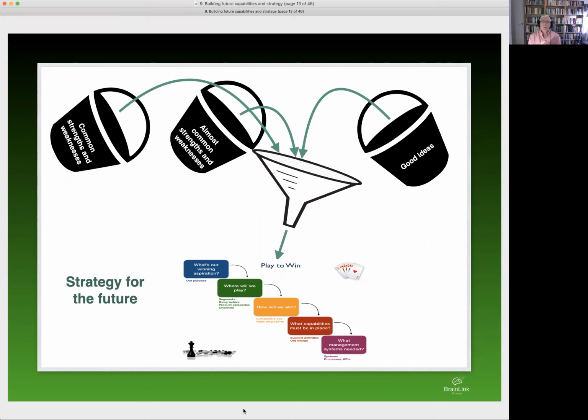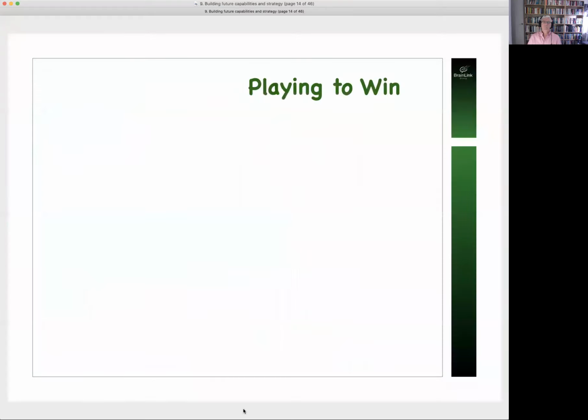And these all then are funneled through into our strategy for the future using the play to win framework. So we gather up the strengths and weaknesses, the common strengths and weaknesses, and the good ideas which have emerged from the exercise, and we use these as the foundation for putting together our strategy for the future. And we're going to use the play to win framework for doing that.